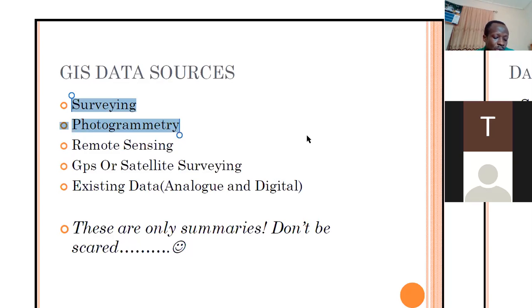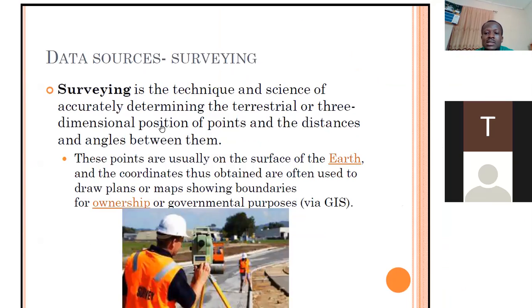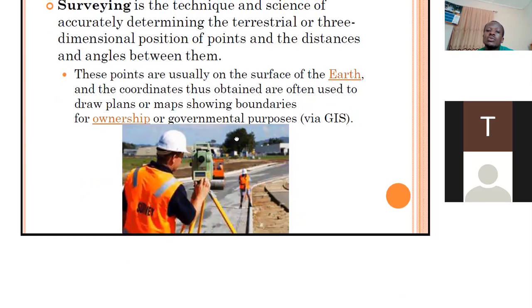So surveying is a very popular method that has been used over years to determine the terrestrial three-dimensional position of points, distances and angles, etc. And every surveyor does just that one thing, measuring to obtain these coordinates. The rest, you can go to the office and get it done. But the actual surveying process requires that you measure distances and angles.